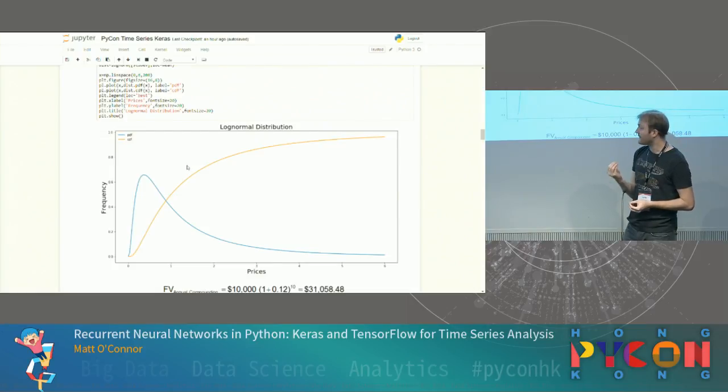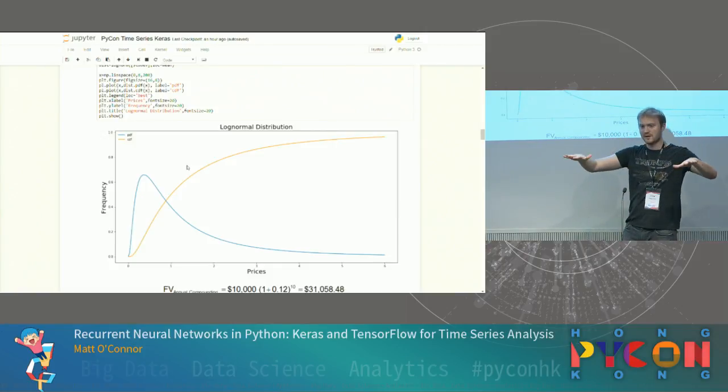And the nice thing about this is if you take the log of a log normally distributed thing, you get a normally distributed thing. So if we take log returns, because returns are log normally distributed, we now have normally distributed return data, right?